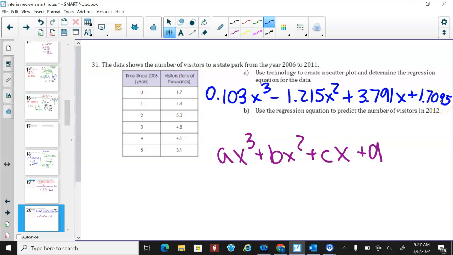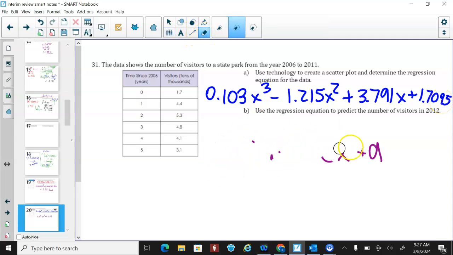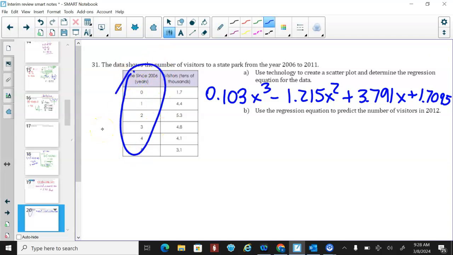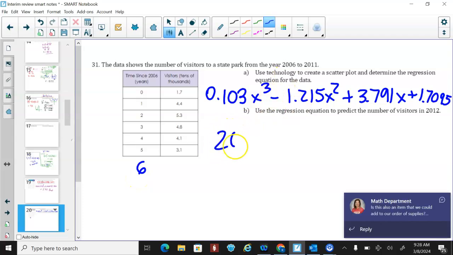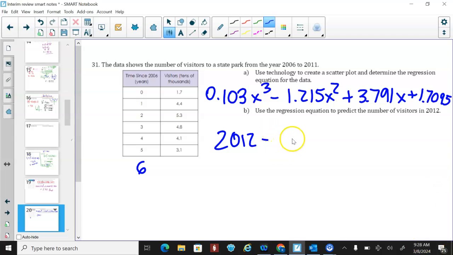1.7095. Okay. Now, the second part is asking us to use the regression equation to predict the number of visitors in 2012. So remember that here it's listed as a number of visitors since 2006. So what does that mean? That means 2006 was at 0, 2007 was at 1, 2008 was at 2, 2009 was at 3, and so on. So 2011 ended at 5, so 2012 would be at 6, okay? The other way to do it is 2012 minus 2006, which is going to be 6 as well.